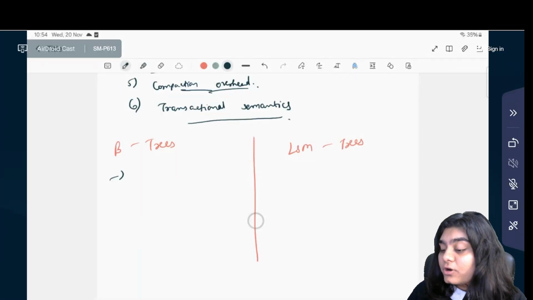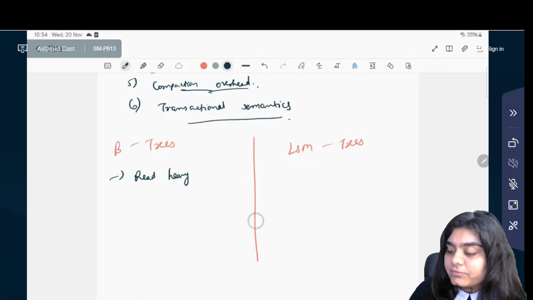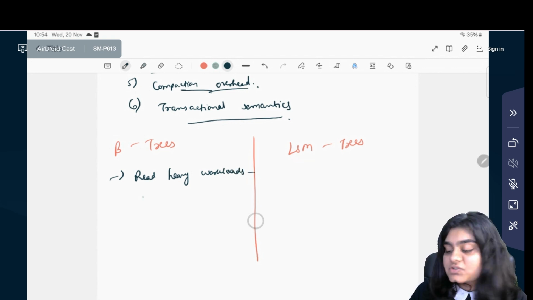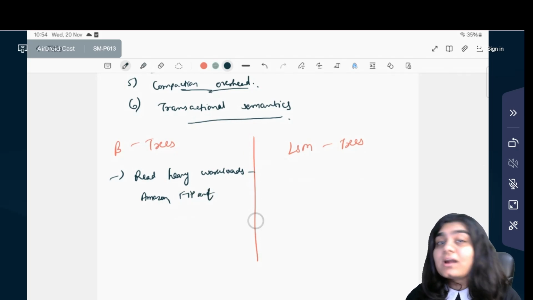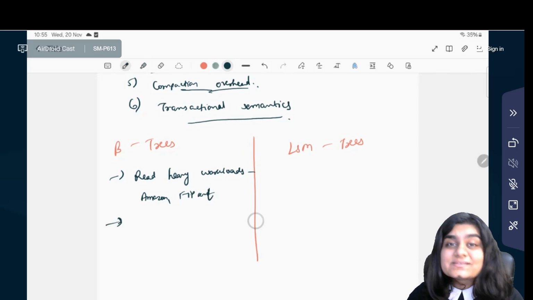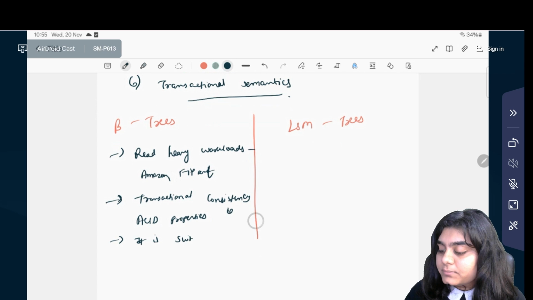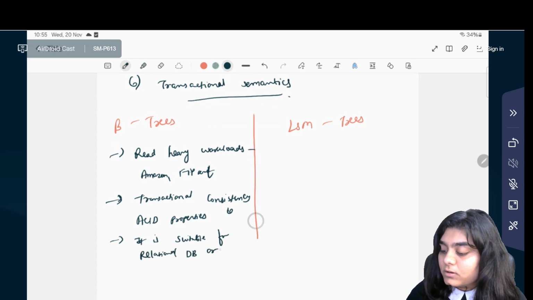B trees are best for read heavy workloads like e-commerce websites such as Amazon, Flipkart, where quick lookups are crucial. It is ideal for transactional consistency and systems requiring ACID properties. It is suitable for relational databases or file system structured systems.